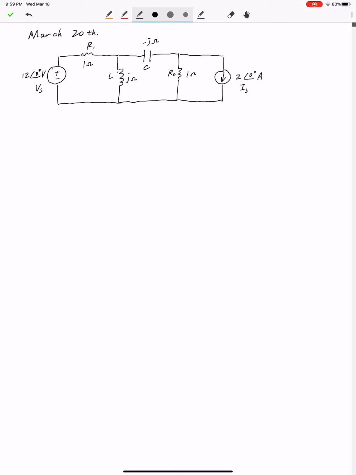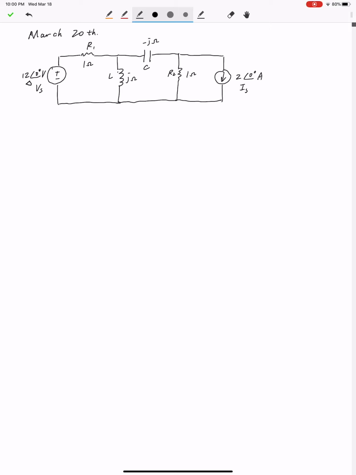Alright, so let's look at this circuit. In this circuit we have two sources. The first one is the voltage source on the left hand side, which has 12 ∠0° volts. Notice this is a complex number presented in polar form. And also we have a current source on the right hand side. It has 2 ∠0° amps. It is also a phasor presented in polar form.